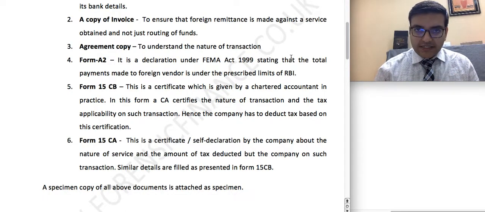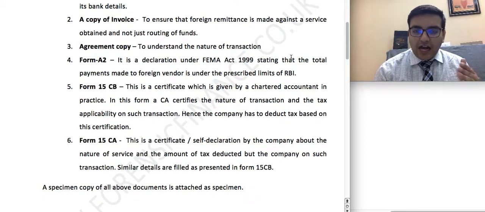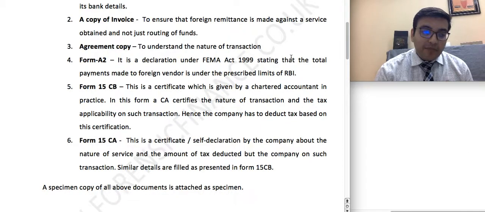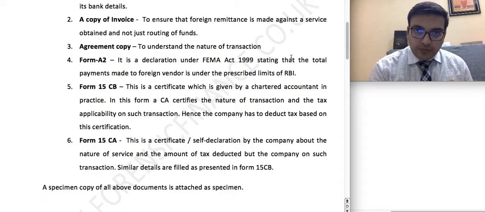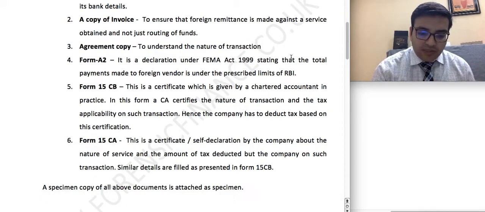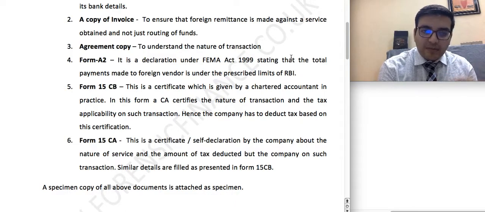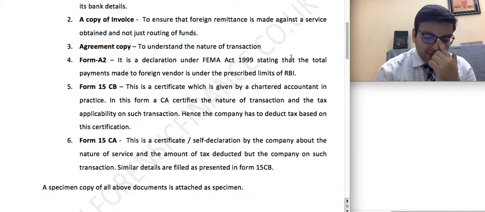What we have discussed is the number of documents which are required for foreign remittance. Why are these required? Because RBI regulates all the foreign payments, and RBI says that all the foreign currency going out of India must be regulated, must be checked. That's why a list of documents needs to be prepared before making a foreign payment. What is that? Number one is the request letter, which is given to the bank: please pay this company this amount in dollars or USD or euro or pound, etc.